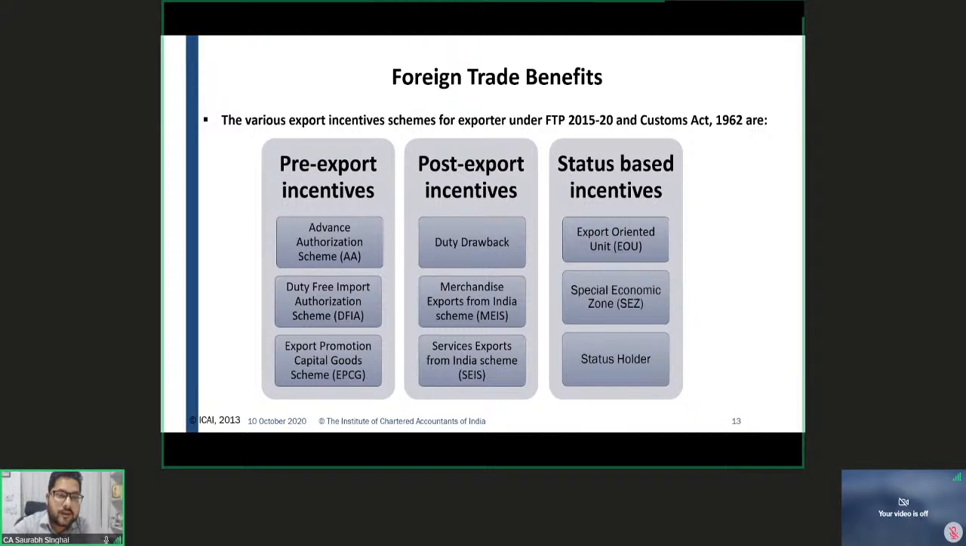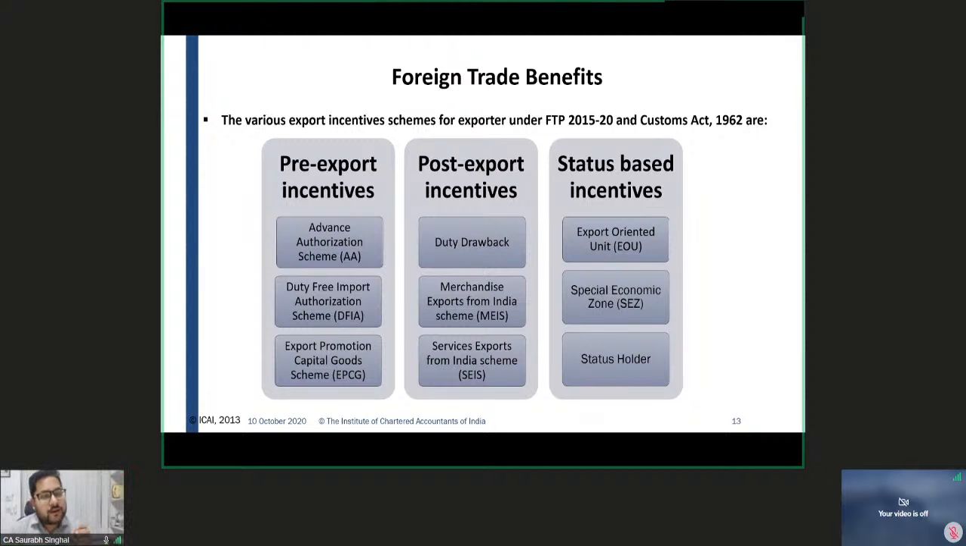For post-export, that is schemes which give you benefits after you have exported. The first one is duty drawback, which was the one which we discussed yesterday. Duty drawback, wherein somebody would import and then re-export, or import and use it for a manufacture and then export. Then whenever he has exported, a percentage of the value of the export or a percentage of the import duty paid will be given back to that person as duty drawback, duty refund. The refund of duty that that person must have paid at the time of import of the goods which are ultimately exported in one form or the other.